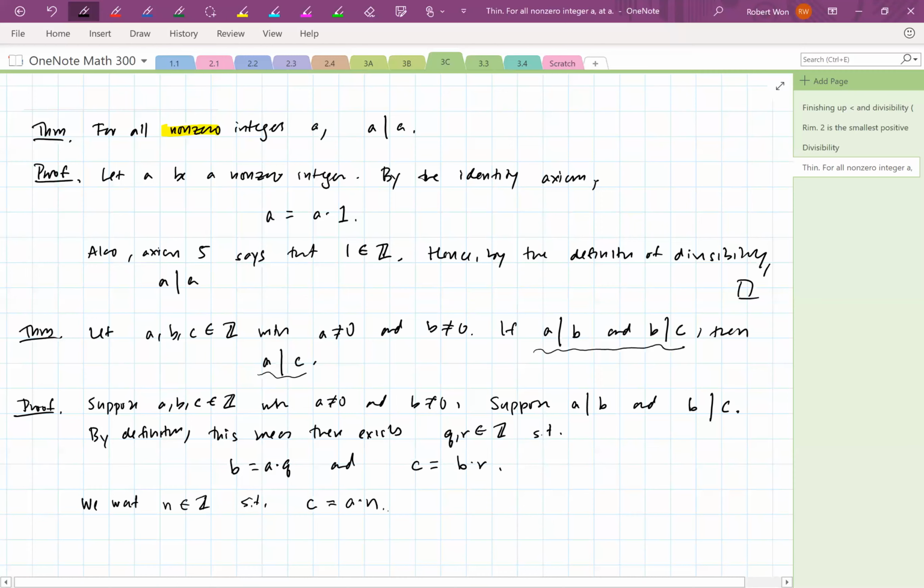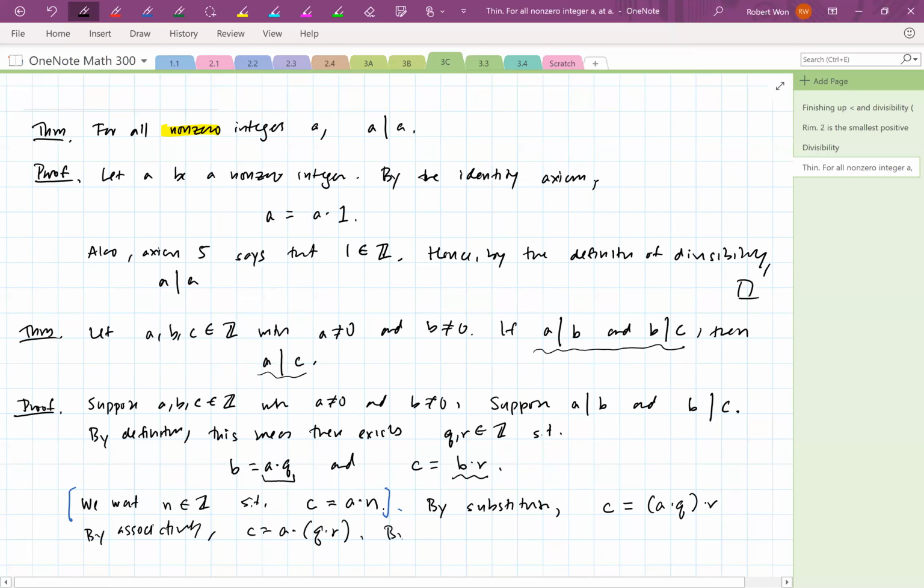Okay, so maybe this is just an aside to myself, just to know what I'm aiming at. So now by substitution, c is b times r, but b is a times q. So c is a times q times r. And now by associativity, c equals a times q times r.